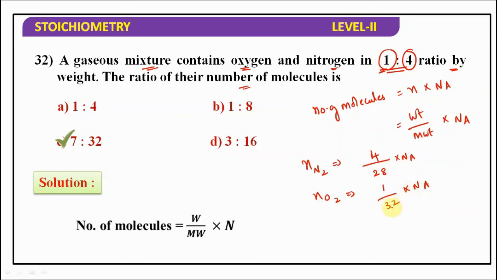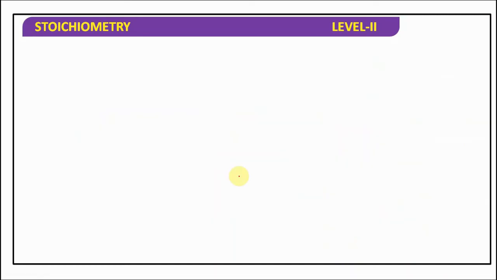The ratio of their number of molecules means oxygen upon nitrogen, which gives you 1 by 32 into 28 by 4, which gives you 7:32. Na gets cancelled. You will get 7:32. Hope you understand. Next.